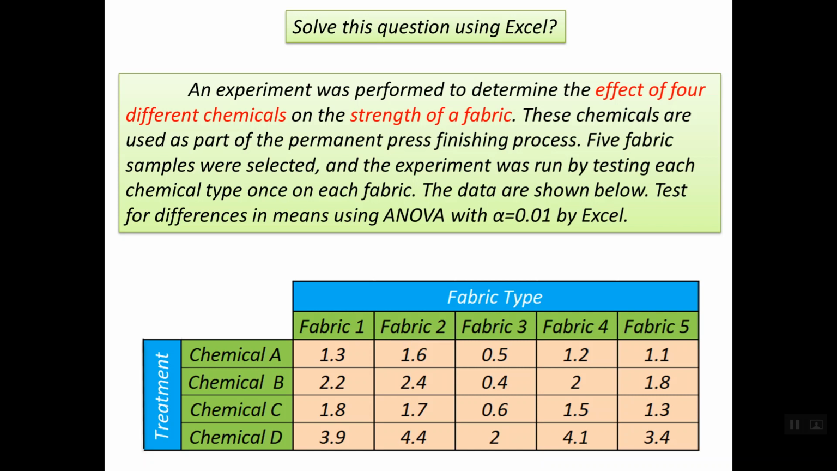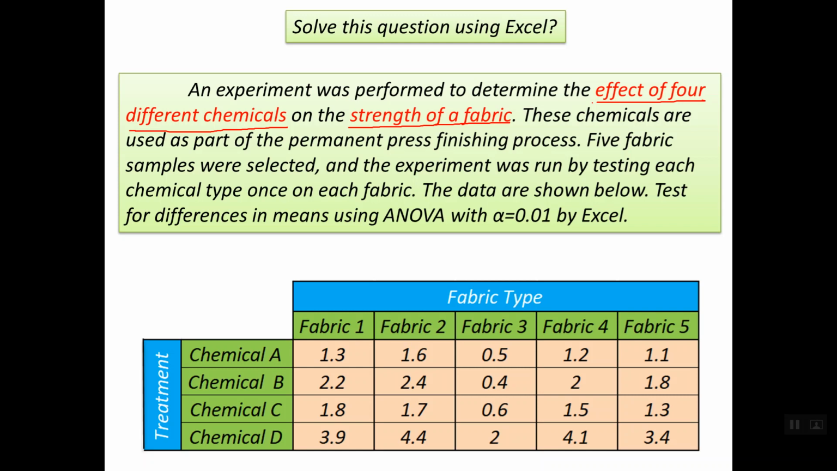the Anova Two Factor. We have an experiment that was performed to determine the effect of 4 different chemicals on the strength of a fabric. So here we have one of the experimental factors, which is the effect of 4 different chemicals, which is the treatment. And the dependent variable is simply the strength of a fabric.